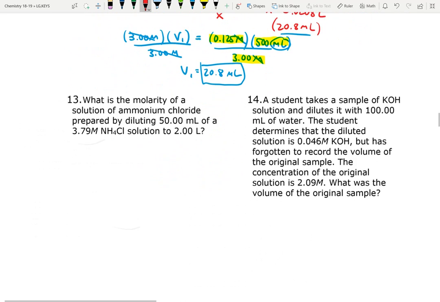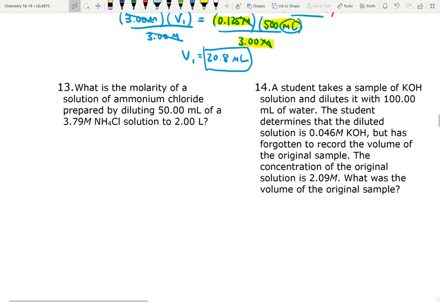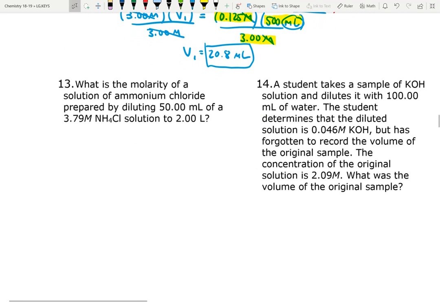Okay. Let's try it on another one. Number 13 says, what is the molarity of a solution prepared by diluting? There's that magic word. And we're not mixing it with anything. We're not trying to change our units much at all. We're just trying to take a concentrated solution and dilute it down. So now we just need our units to match up, and we can make it work from there.